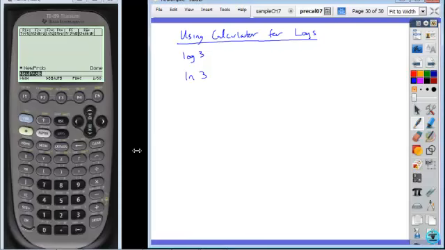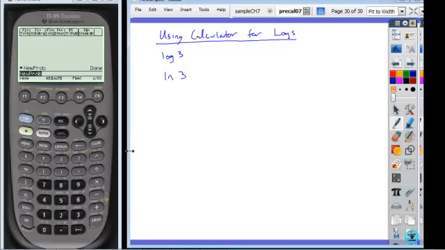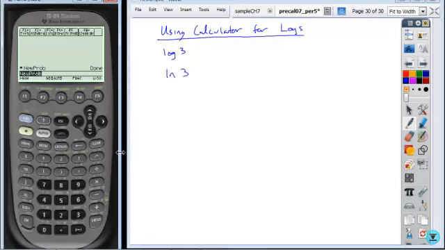First is a common log. Okay? If you look on your calculator, you should be able to see the ln. The ln is this second function x, but there's no log button on your calculators. So there's two options for this.